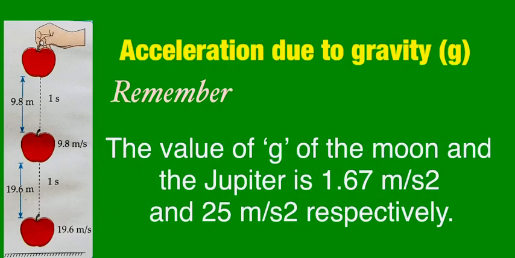Remember, the value of small g for the moon and Jupiter is 1.67 meter per second square and 25 meter per second square respectively.